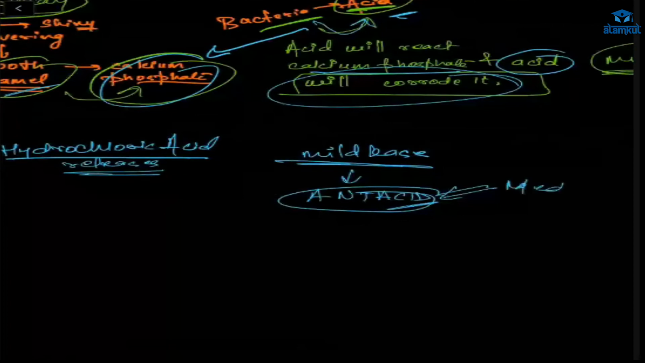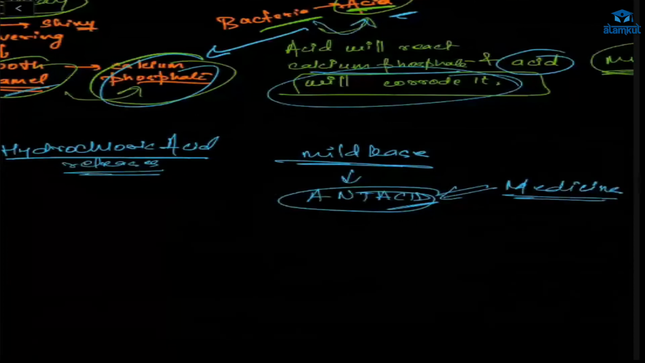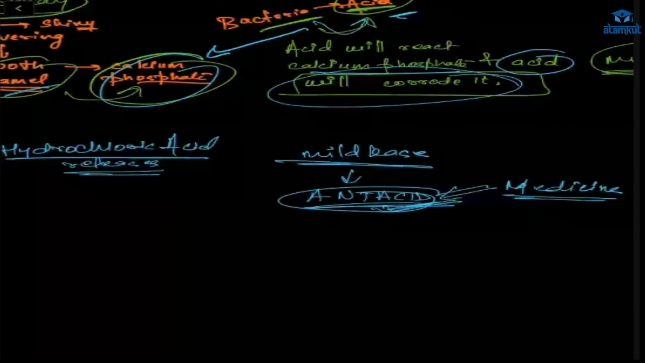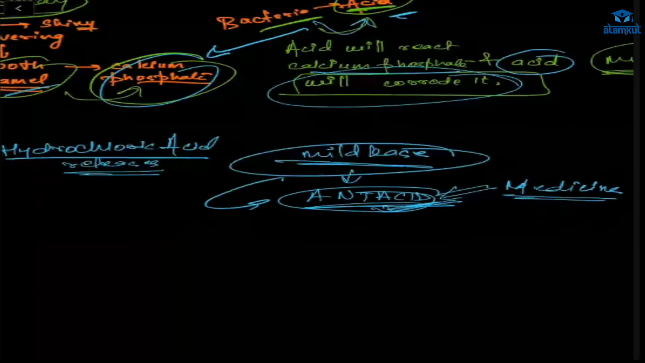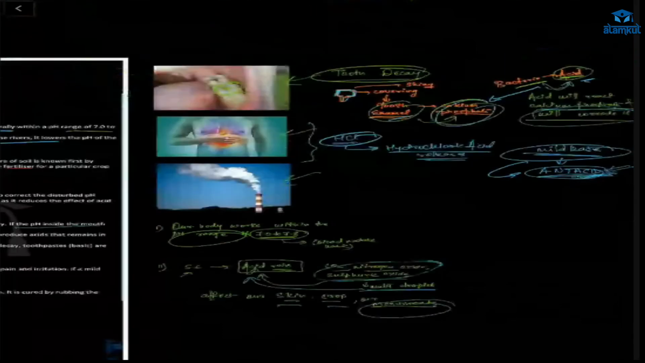The opposite of the acid is the base, which is the antacid, and this is a type of medicine. We also drink Eno, right? So like this, the medicine is this one. To remove the acid, we use the mild base. So this is the mild base, the antacid. Okay.